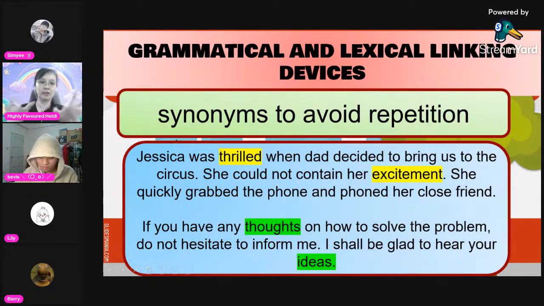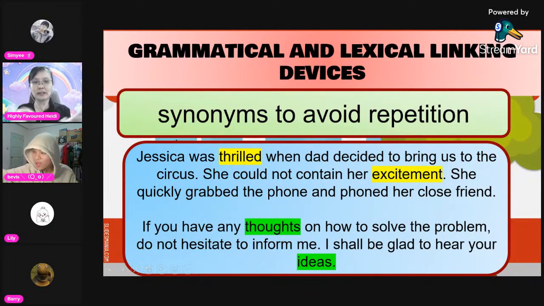So you are at the same sentence, not very far off. If you keep on repeating "Jessica was excited", then "she could not contain her excitement". Actually that also can, because one is "excited", one is "excitement". Still acceptable. You'll see that the two, excited and excitement, are acceptable, because they are considered different forms.